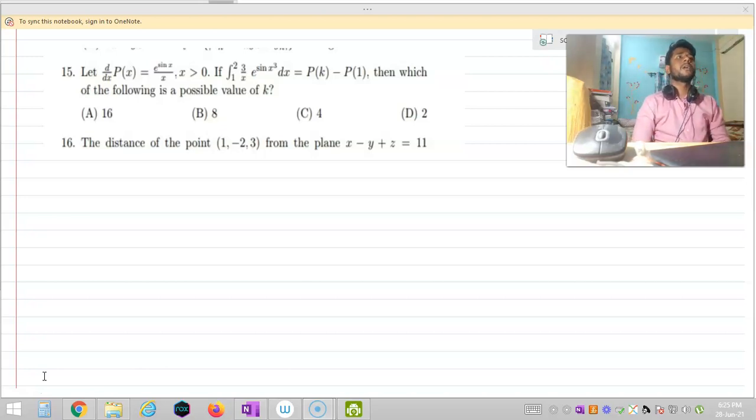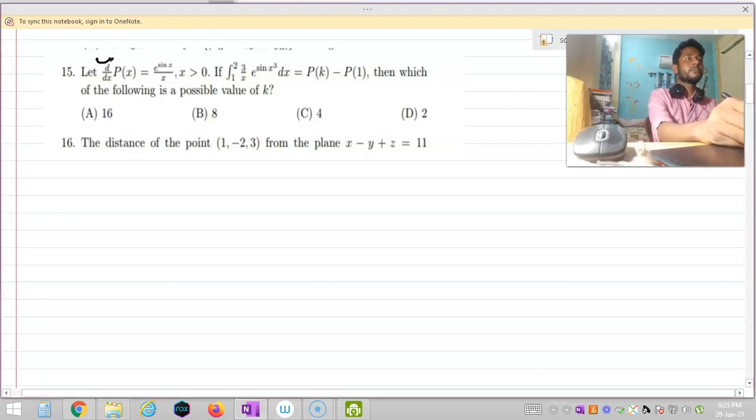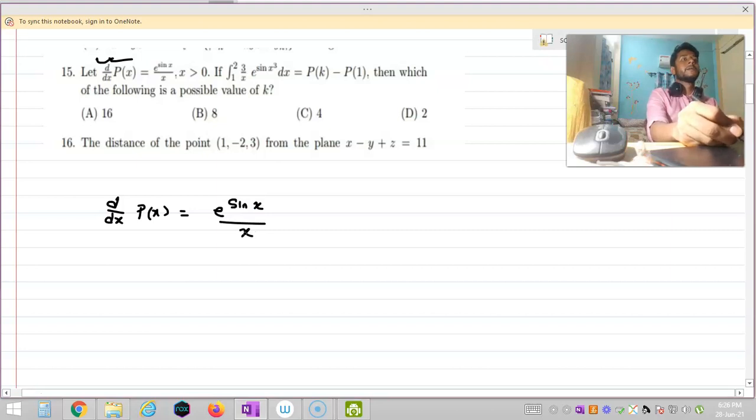Now what we are going to do, you can see this condition. What we can conclude from this condition, I can write: d/dx of P(x) is equal to e to the power sin x by x. In other words, P(x) is the antiderivative of e to the power sin x by x, in any closed and bounded interval. Okay, now we have to find the value of this integration.